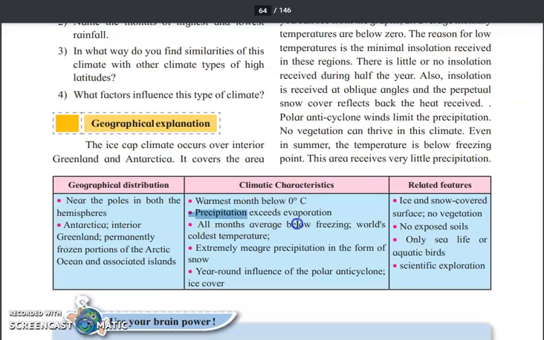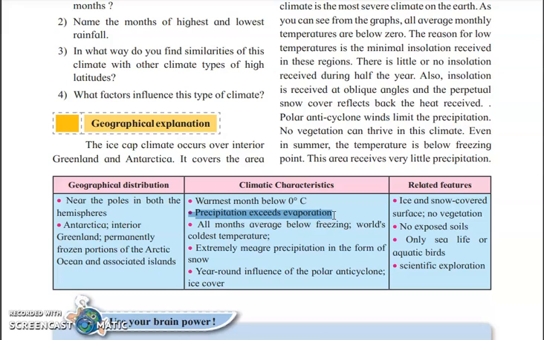The precipitation is always higher than evaporation. As the rays are not available, evaporation cannot take place. Hence the precipitation is there in the form of snow. All months average below freezing, the world's coldest temperature. So ice sheet covers the world's coldest temperature. Okay, it is the extremely severe climate of the whole earth. Extremely heavy precipitation in the form of snow. Year-round influence of the polar anticyclone and ice cover. Okay, so it is totally full of ice.